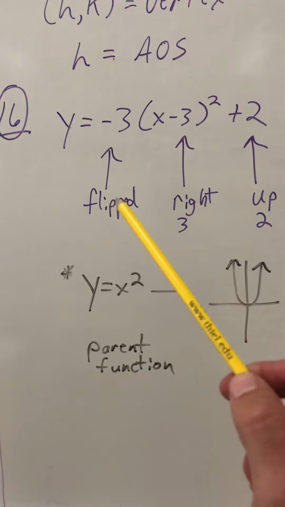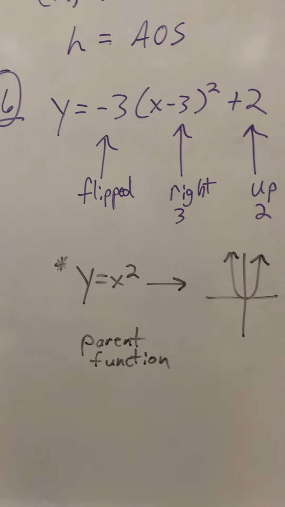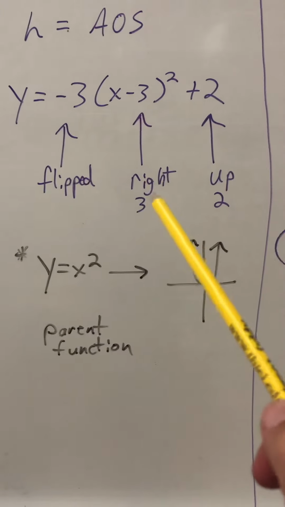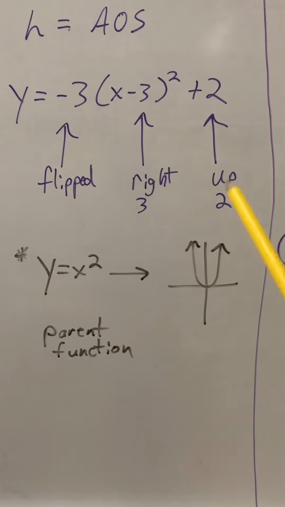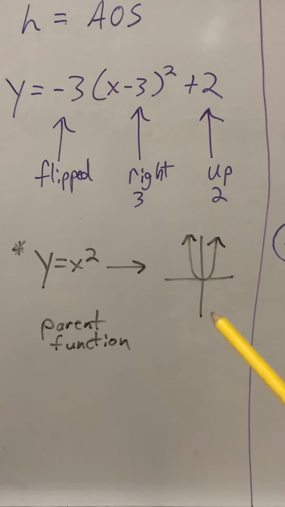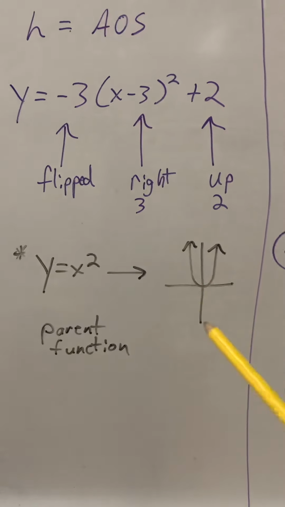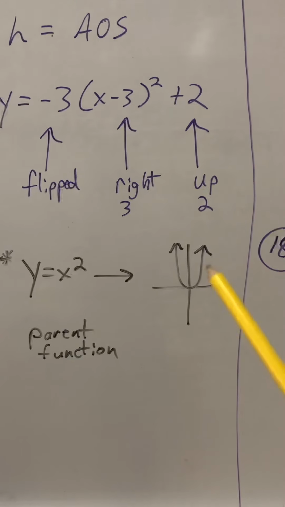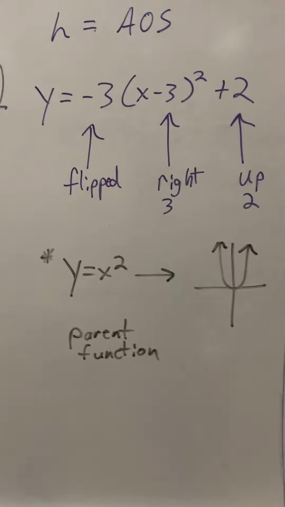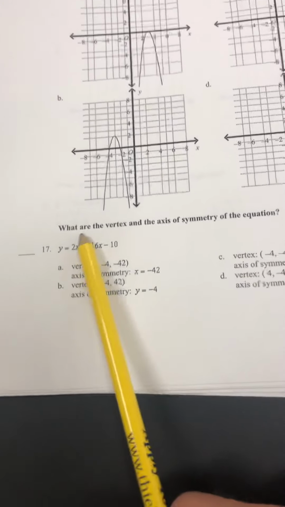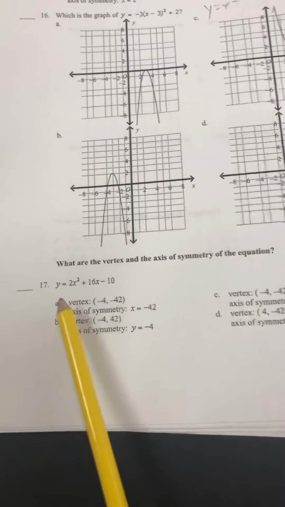That negative means it's flipped. We don't really need to deal much with the 3 right now. So just flipped, and it went right 3 and up 2 from the parent function. So this parent function's flipped, so now it's a frown, not a smile, and it went right 3, over 3, and up 2, if you look at the vertex. Number 17, what are the vertex and the axis of symmetry of the equation?